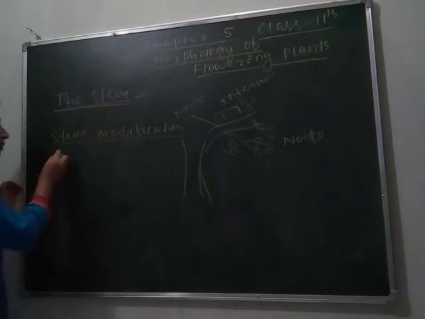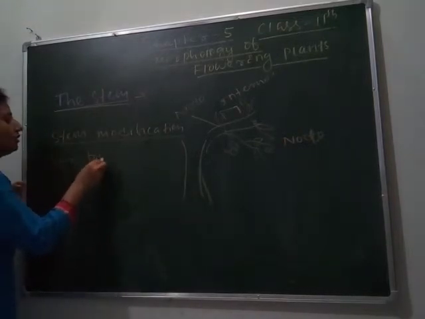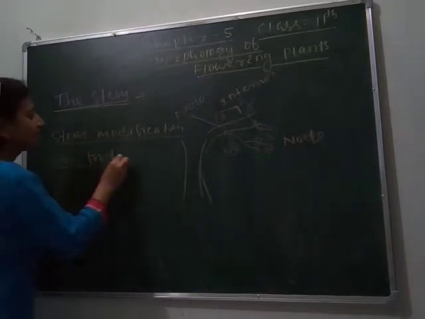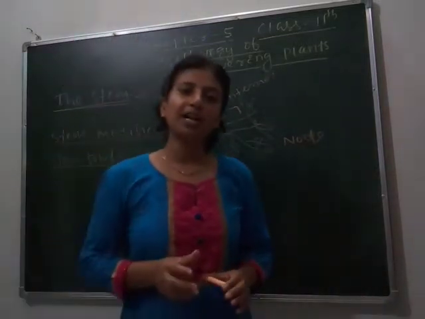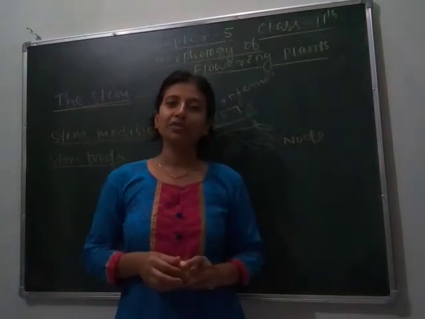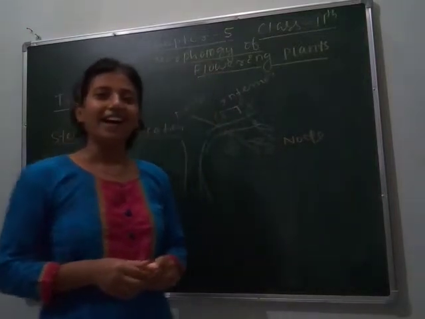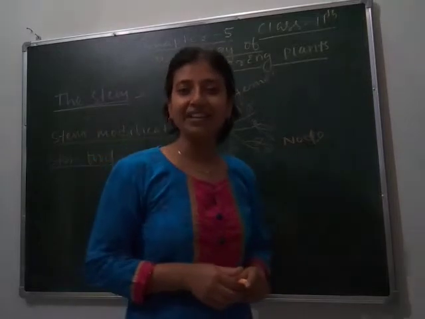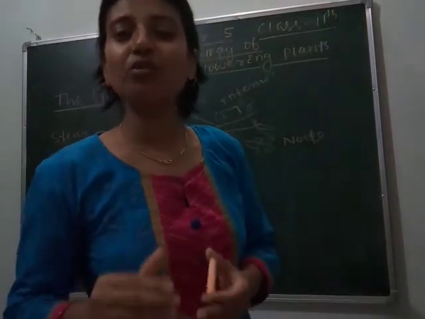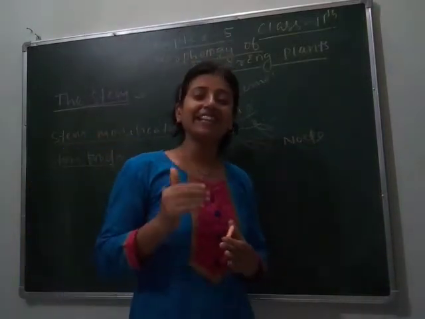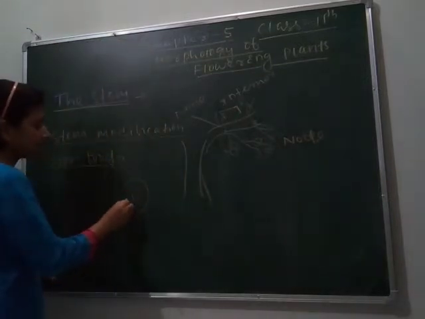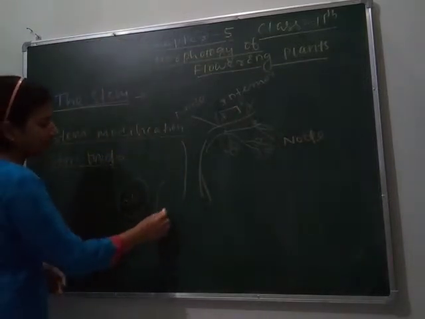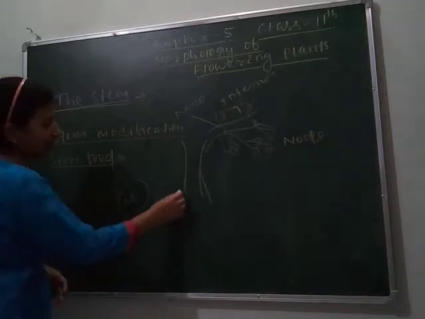First, stem gets modified to store food. Here, first function is stem is modified for storing food. How? Do you know about potato? Aloo is your favorite food, I know. And colocasia, means arvi. They are your favorite food. Do you know what they are? They are stems. You also know about ginger. This is potato. This is your colocasia.